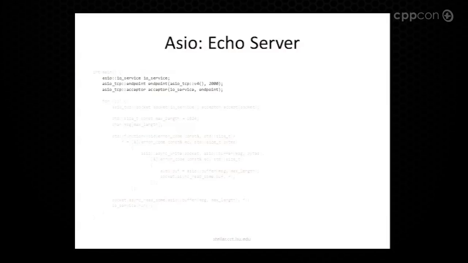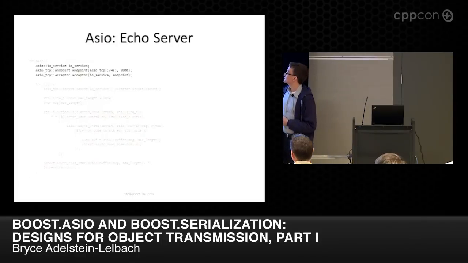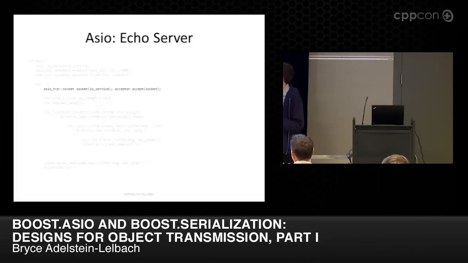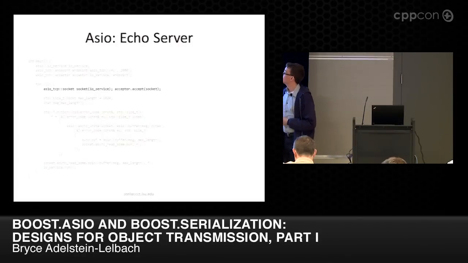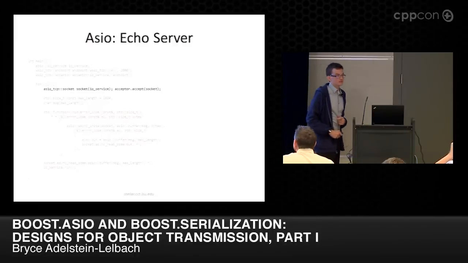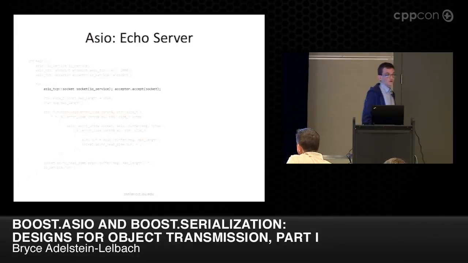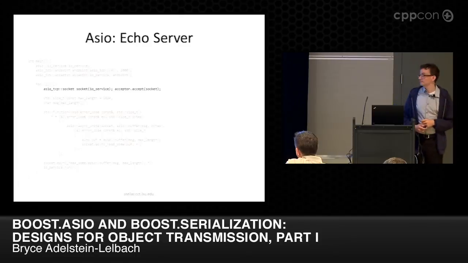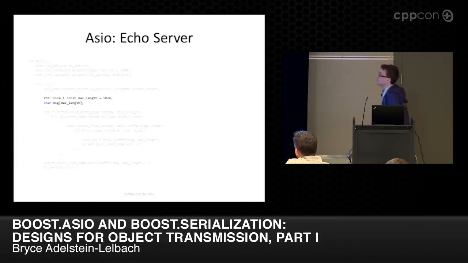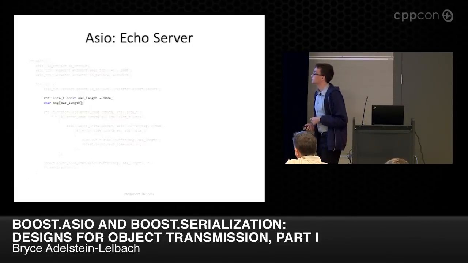So then we set up our endpoint, just setting it up on the local host on port 2000. And then we create this TCP acceptor. Here we're in this for loop. We're going to create a socket every time in the for loop, and then we're going to wait for somebody to come in and send us some message. And then we've got some buffer here.